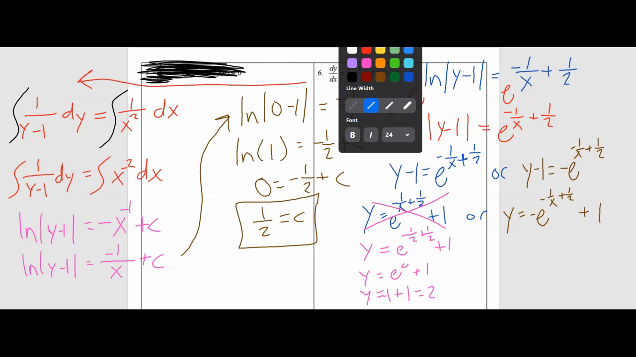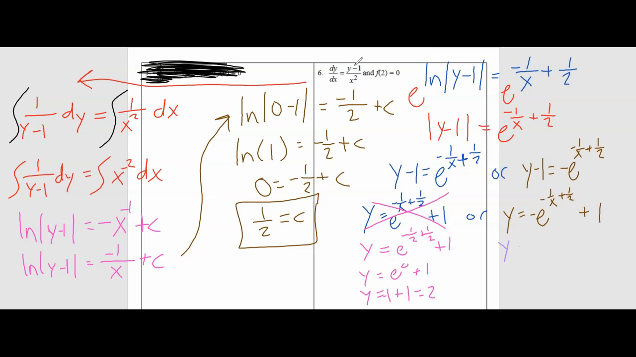Hopefully the brown works. I'm going to get y is equal to negative e to the power of negative 1 over 2, or negative 1/2 plus 1/2, plus 1. This gives me y is equal to negative e to the power of 0 plus 1. Y is equal to negative 1 plus 1, which is equal to 0. So this right here is our particular solution. I don't have room to write that, but that would be our answer, the one in brown.